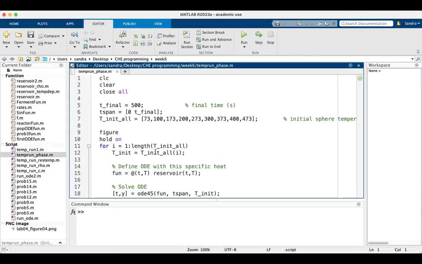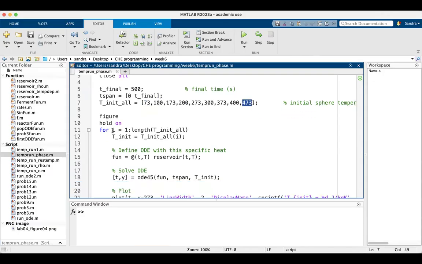This is for the phase portrait. The only thing you have to vary is your T initial condition. Earlier the T initial condition was 373, right? 100 plus 273, it was 373. Now I'm taking temperatures less than 373 and also greater than 373. Let's see how the graph looks. So I'm taking 73 Kelvin, 100 Kelvin, till 473 Kelvin.